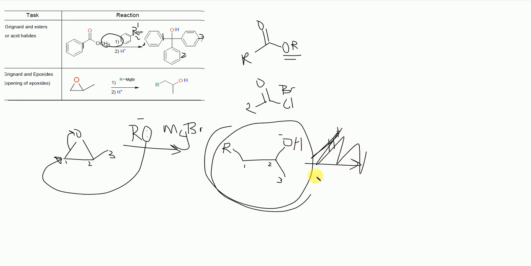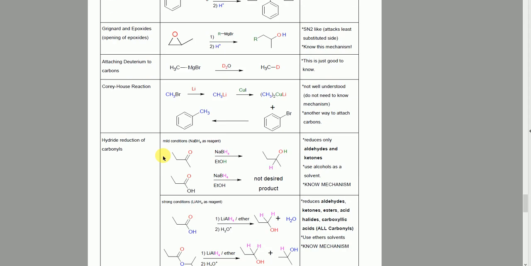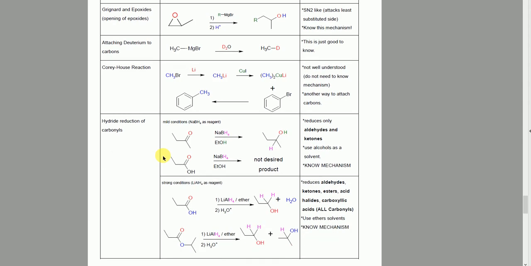So that's opening epoxides using Grignards. Nothing complicated whatsoever. It's just the same thing as opening epoxides in a basic environment. And this is a basic environment, aka a strongly nucleophilic environment. And that's all we do. Okay? So the other reactions, you kind of just have to memorize them.